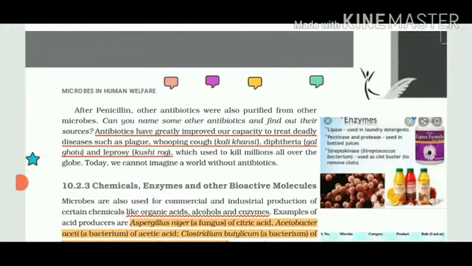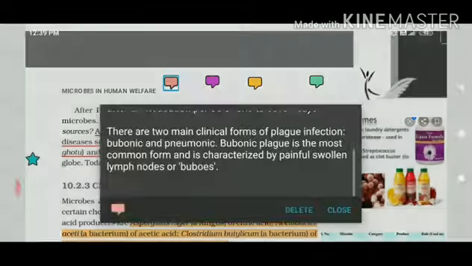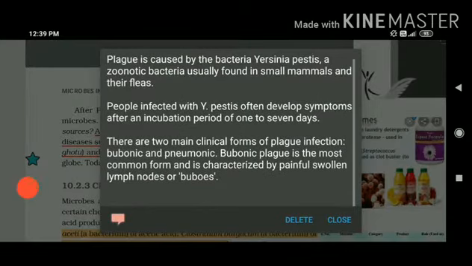Then they have talked about how these were useful in history. The first disease was plague. Note down, it is caused by the bacteria Yersinia pestis. It is a zoonotic bacteria. Students, the term zoo is always used for animals, meaning the infection was caused by animals. Zoonotic bacteria are found in small mammals and their fleas.